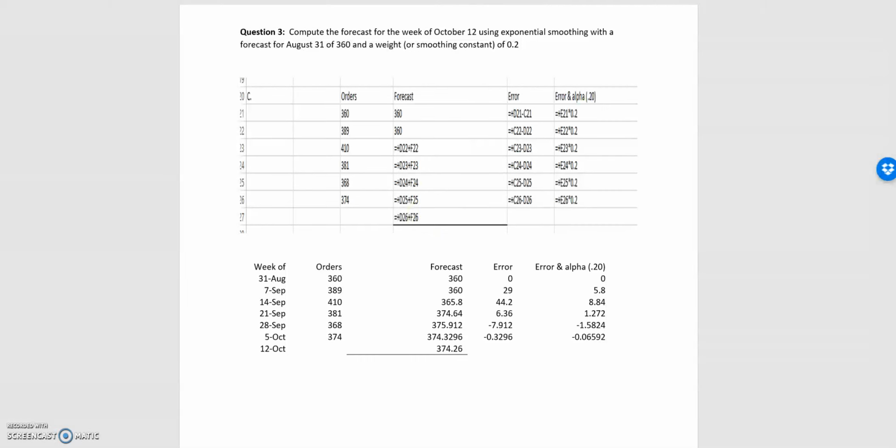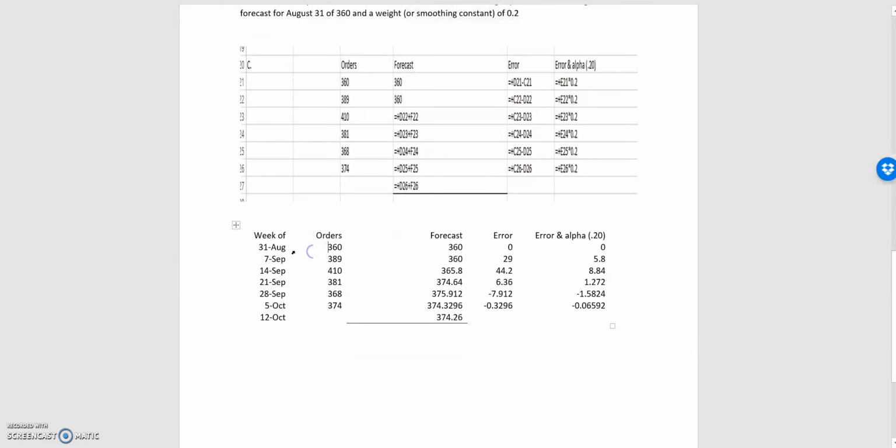Compute the forecast for the week of October 12th using exponential smoothing with a forecast for October 31st of 360 and a weight or smoothing constant of 0.2. In our problems, the smoothing constant will be given to you. If you're wondering where this number came from, you don't have to find it. It will be given to you.